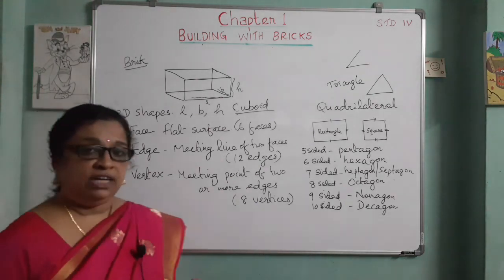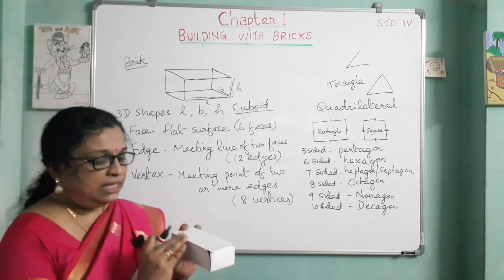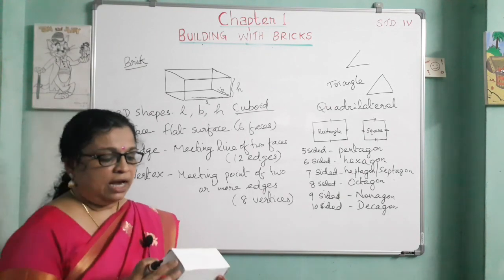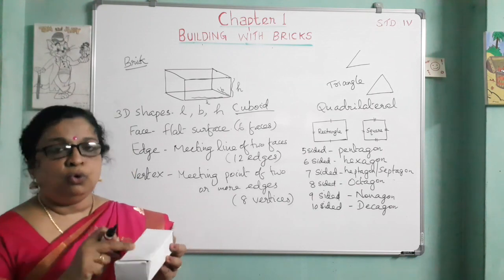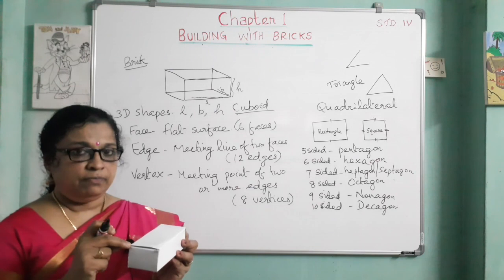Then what is a face? The flat surface is called a face, and the meeting line of 2 faces is called an edge, and the meeting point of 2 or more edges is called a vertex.